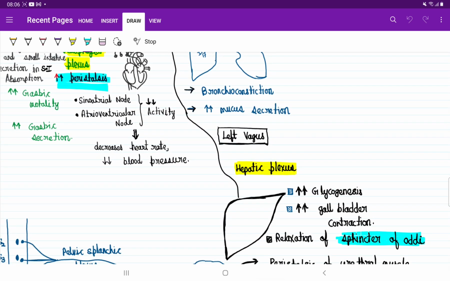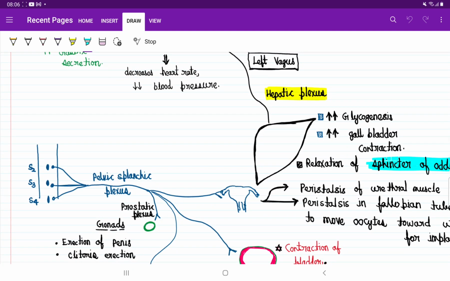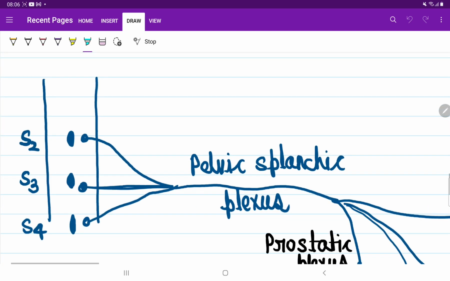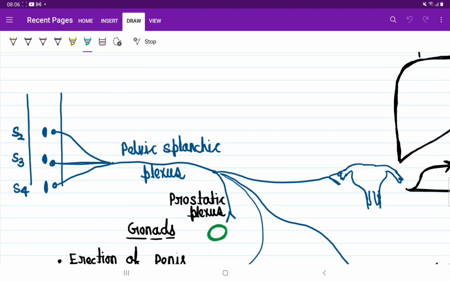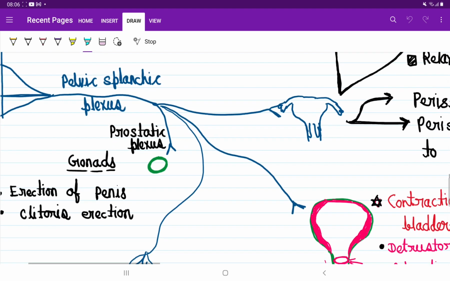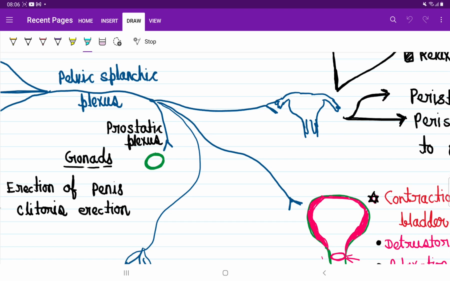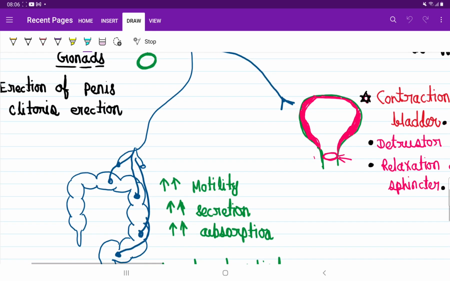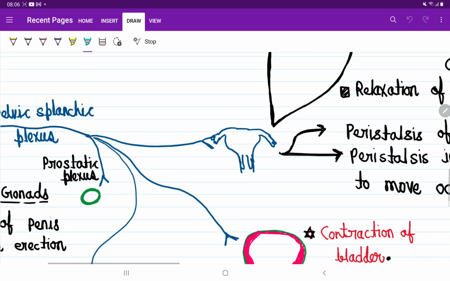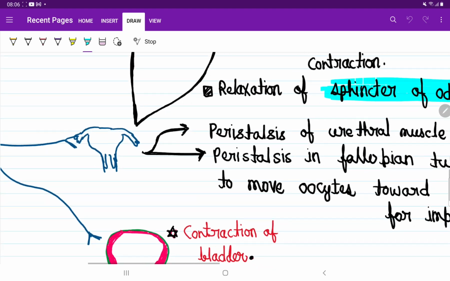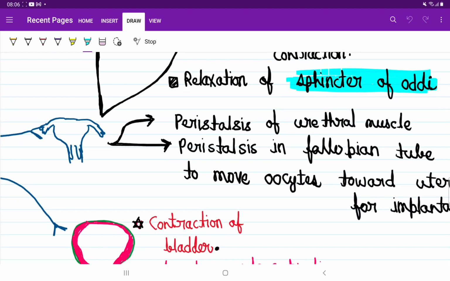Now the next one is the sacral spinal nerves. S2, S3 and S4 sacral spinal nerves supply different organs. They form one nerve called the pelvic splanchnic plexus. This pelvic splanchnic plexus will supply the reproductive system, the gonads, the urinary bladder, and the large intestine. When they supply the female reproductive system, they cause peristalsis in the uterine muscle.